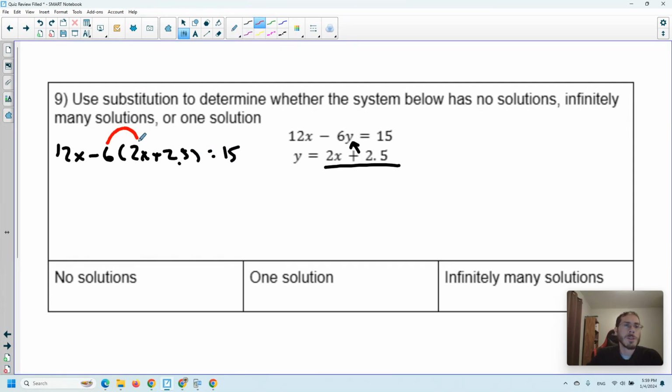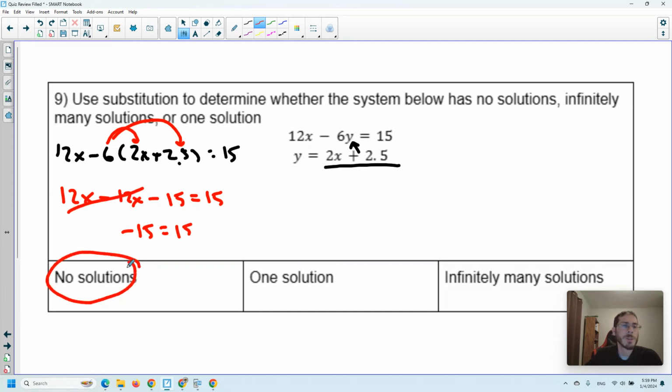We're going to go ahead and distribute this negative 6. So we want to be careful because it is a negative 6. So 12x minus 12x. Negative 6 times 2 is negative 12. Negative 6 times positive 2.5 is minus 15 equals 15. So we get negative 15 equals 15 because these are going to cancel. Now right away, I can tell the answer is going to be no solutions because those two numbers, that's not true. Negative 15 does not equal regular 15.